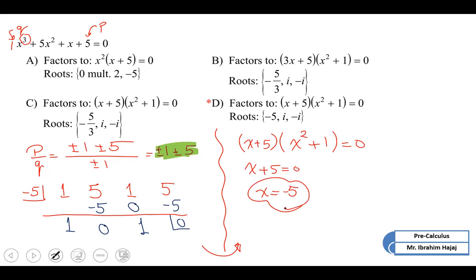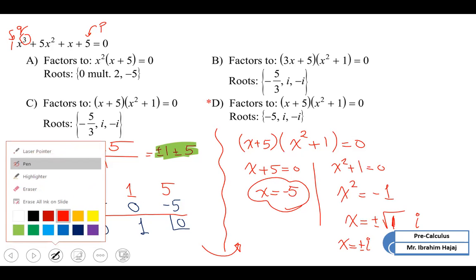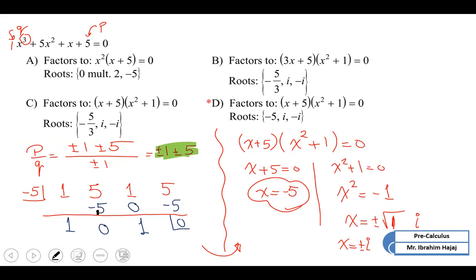This is the first solution, or root. And either x squared plus 1 is equal to 0. And now x squared is equal to negative 1. And now x is equal to positive or negative radical 1i, or we can simply write it as positive or negative i. So here, guys, your answer will be negative 5, positive or negative i, and factors x plus 5 and x squared plus 1.